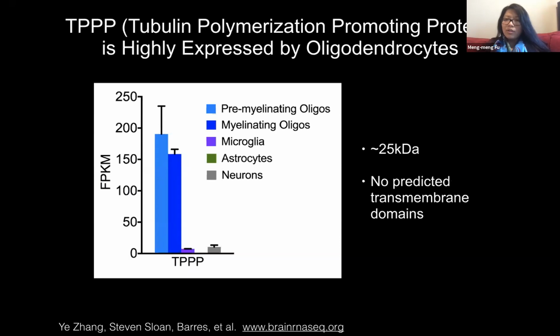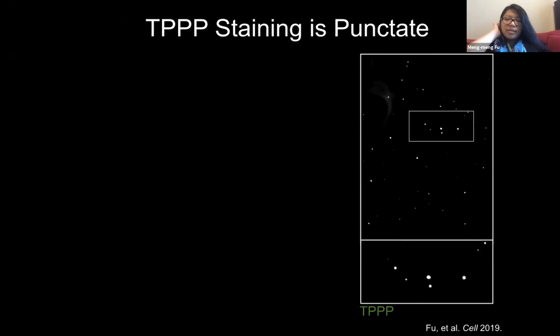And by RNA-seq, it has very high expression in blue here in premyelinating oligodendrocytes and myelinating oligodendrocytes, and very low to negligible expression levels in microglia, astrocytes, and neurons. And so one of the first things that I did was, of course, to knock it down, but then I also went about identifying and validating antibodies.